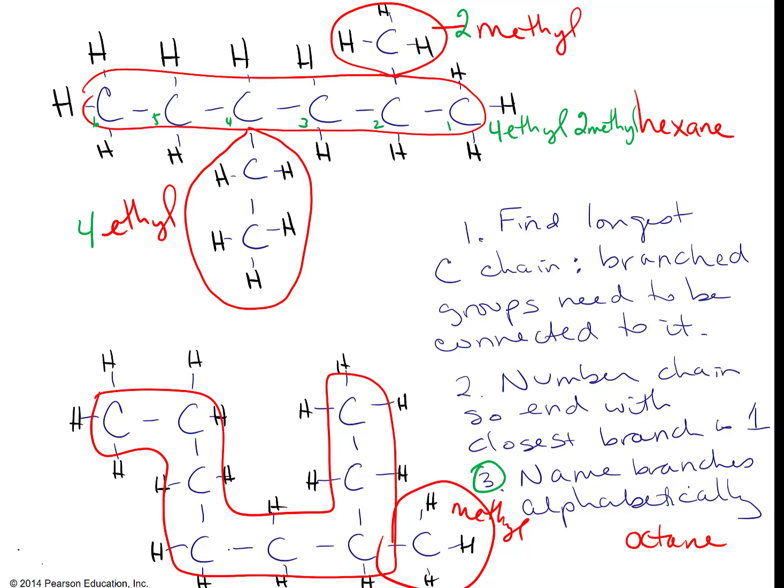Last thing, the numbering. Which side am I going to start from over here? Or do I start over here? Start on the right side because the branch is closer. So just look at it. Always start from the side closer to the branch. So this would be 1, 2, 3 methyl. This would be 4, 5, 6, 7, and 8. So this is 3 methyl octane.